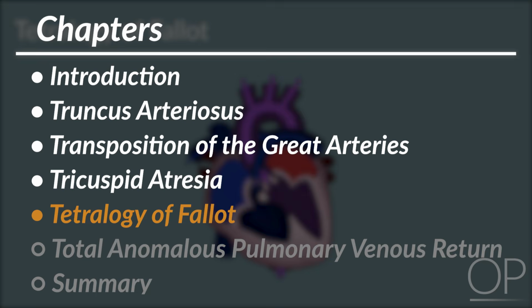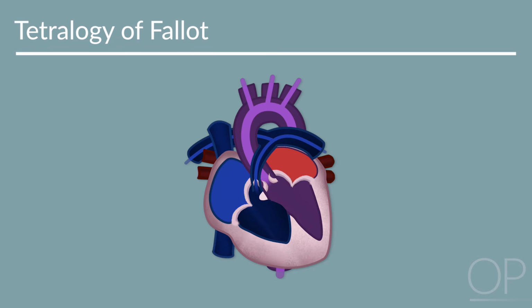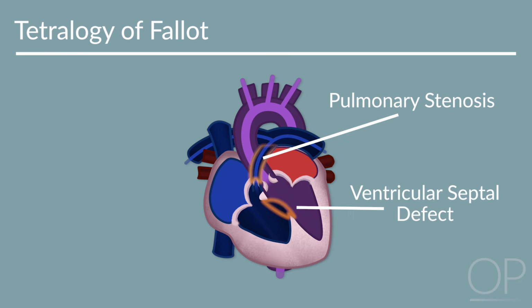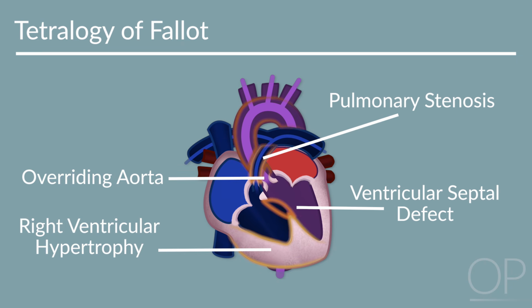Tetralogy of Fallot. Tetralogy of Fallot is the most common cyanotic congenital heart disease. The condition is defined by four major features: pulmonary stenosis, ventricular septal defect, overriding aorta, and right ventricular hypertrophy.